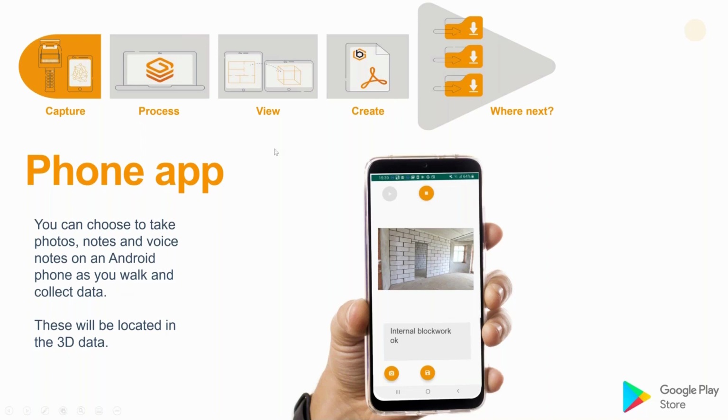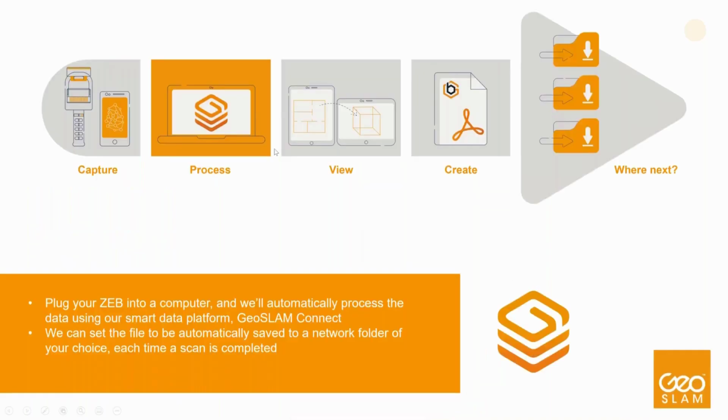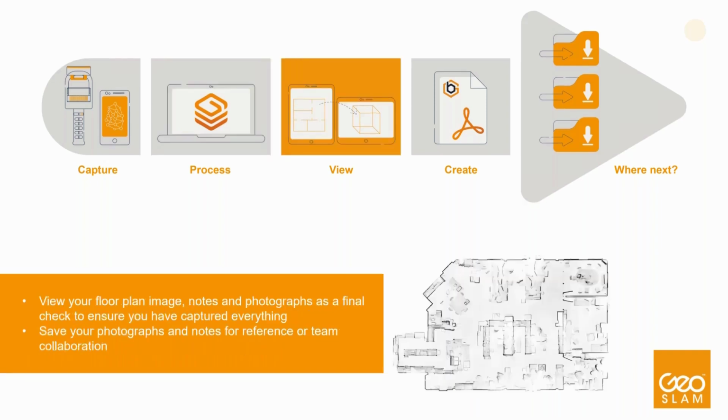The data will then be automatically processed in GeoSLAM Connect by selecting the GeoSLAM Floorplans workflow, which does it all automatically. If you use GeoSLAM Connect for it, all the data will be processed. The pictures from the app will be positioned in the correct place. And then you will be able to see that data. So the floor plan generation is also automatic.